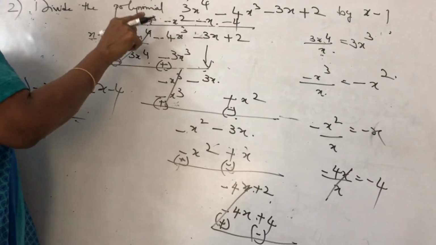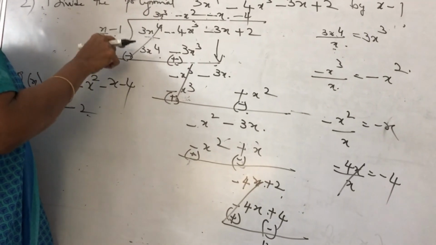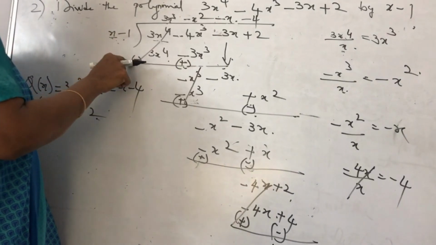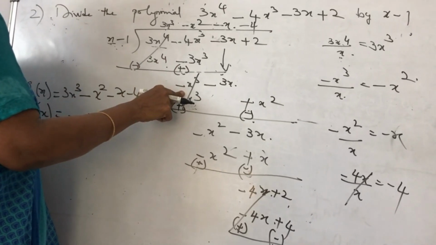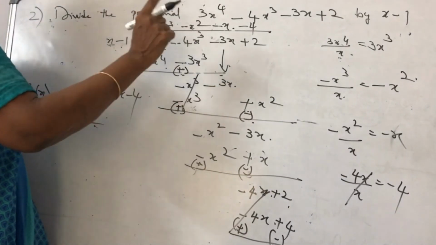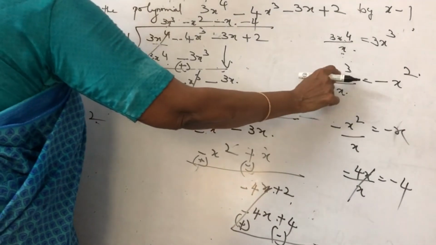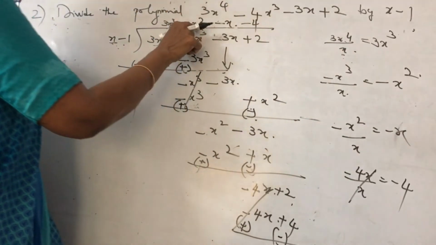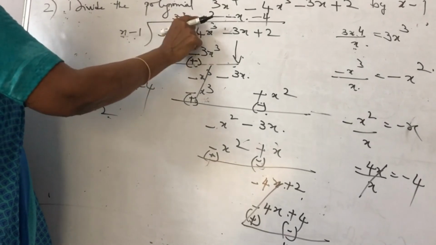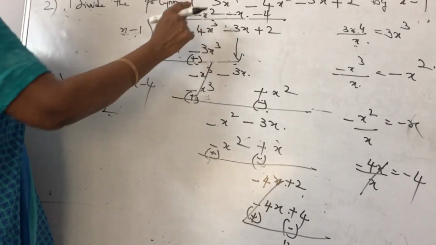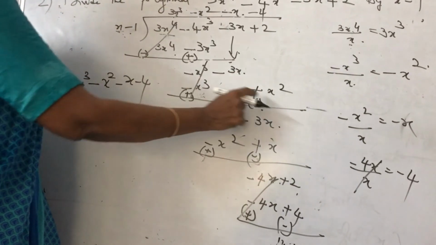Remember, in division, every step is subtraction. Subtract means change of signs. Plus becomes minus, minus becomes plus. Minus 4 plus 3, minus x cubed, minus 3x. Follow the same method. The first term of the dividend is divided by x. What is x cubed by x? x squared. Divisor into quotient. Plus into minus, minus. x into x squared, x cubed, minus into minus, plus, and subtract.